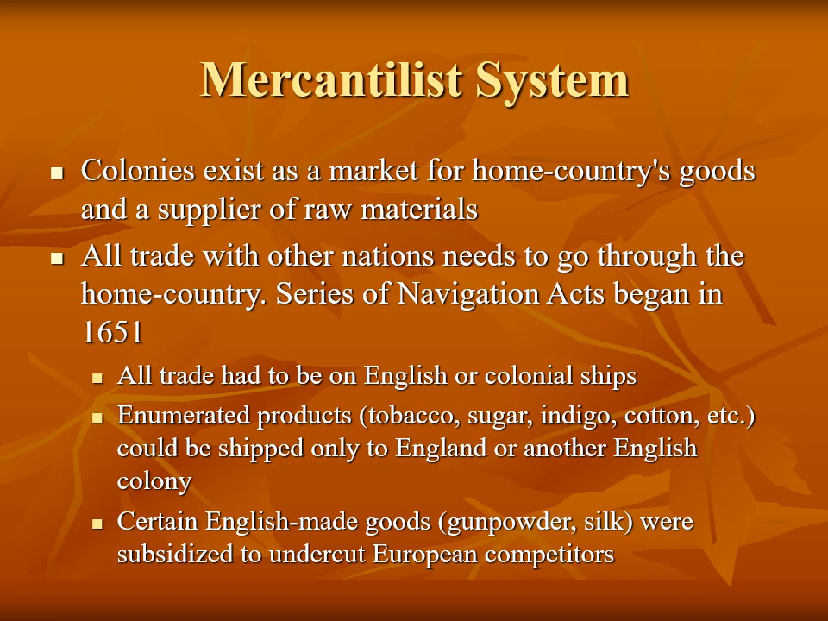It means that all of that trade has to be on these English or colonial ships, which are going to be English ships. So you're not using French or Spanish or whatever. You're using your own boats, so to speak. And there's a list of products that I've called enumerated products. That's tobacco and sugar, indigo, cotton, and there are others. Those are the ones I can think of off the top of my head that could be shipped only to England or other English colonies.